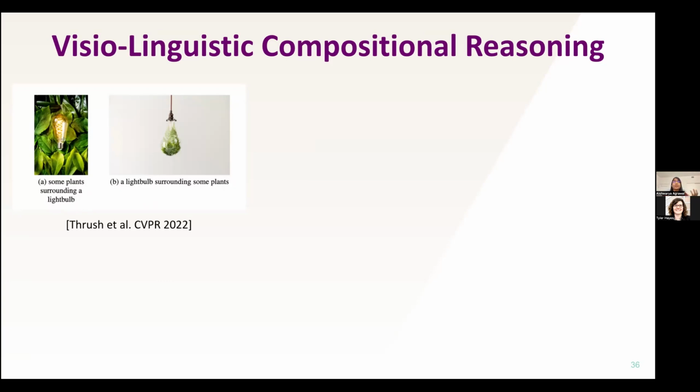Language models are very good at compositional understanding when it's only unimodal, language only compositional understanding. But here we are talking about visual linguistic compositional reasoning, right? So they also need to understand the corresponding elements, the bulbs and the leaves, and the arrangement of whether the bulb is outside or the leaves are outside, in the image, in the language, and make the corresponding match.